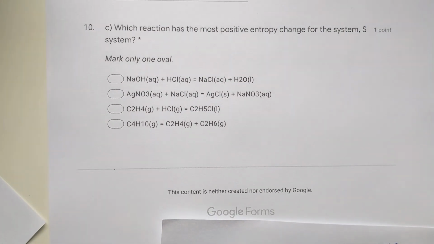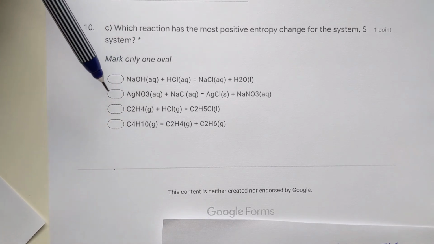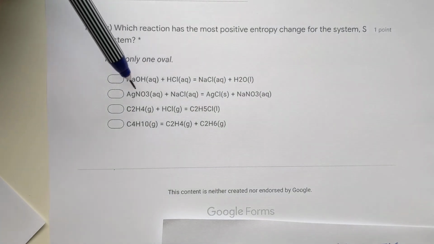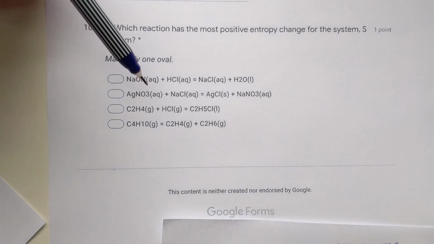Final question, 10c: which reaction has the most positive entropy change for the system? S system just means the entropy of the reaction. It's a standard multiple choice to analyse without using numbers. So the first one, you've got aqueous solution going to aqueous solution plus liquid. Those ones can be tricky. To be honest, you're never really going to get a massive change in entropy if everything's just in a beaker in liquid form or dissolved form.